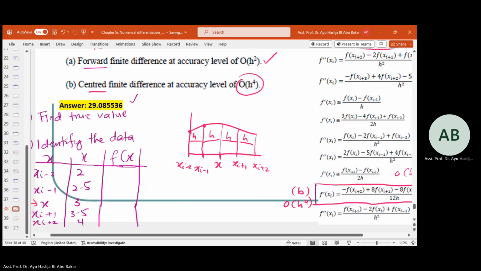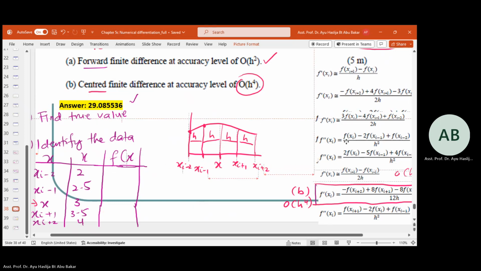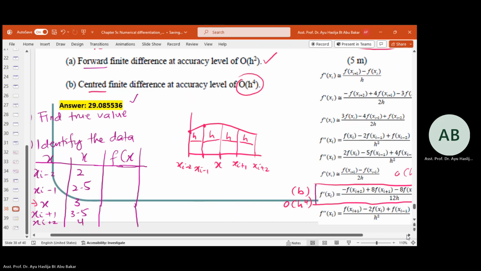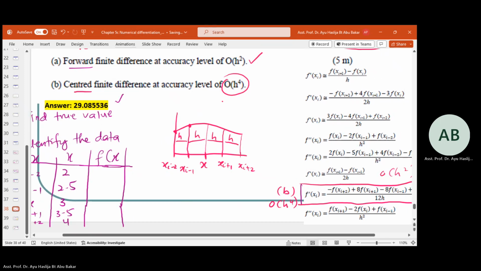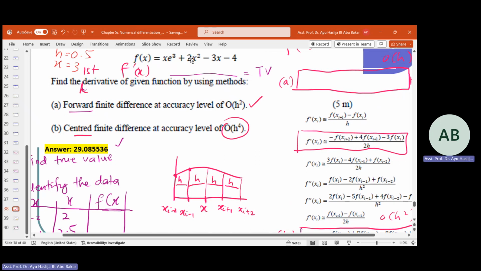The what? Equation, wait. This one, the forward. Oh, okay. Oh, sorry. Function. The main function.